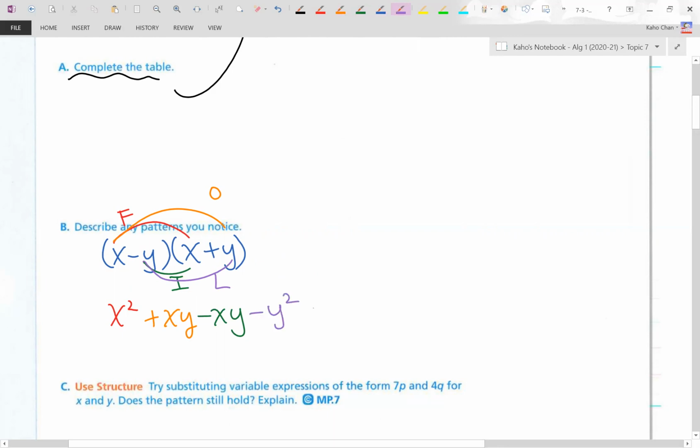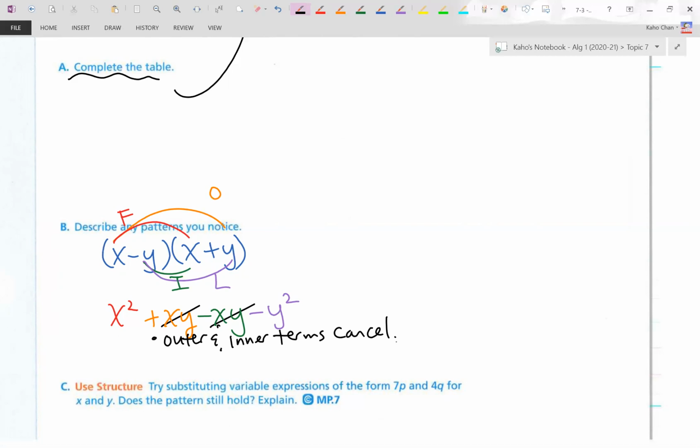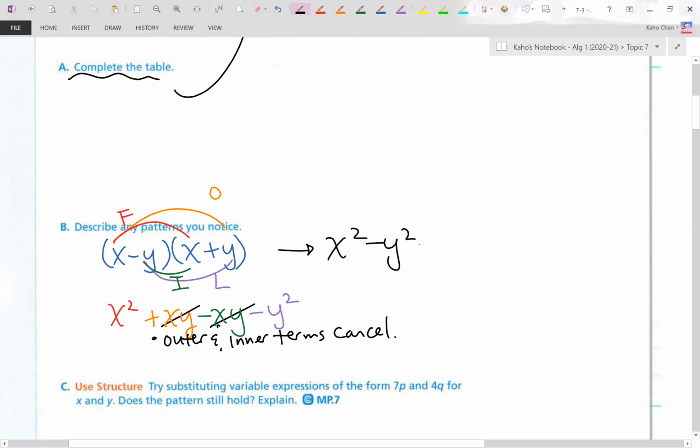Notice what happens to the inner and the outer terms. They go away. The outer and inner terms cancel. That's what happens. This, ladies and gentlemen, is called the product of a sum and difference. Oh, by the way, this equals x squared minus y squared. This is one of the famous patterns in algebra. We came from something called a product of a sum and difference. Let me write that down.